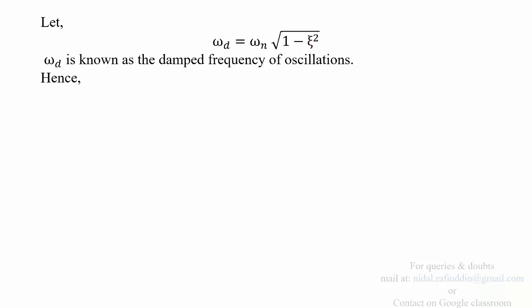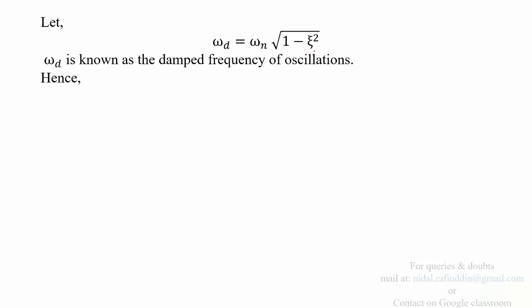So that will give rise to a different frequency which will be different from the natural frequency of oscillation, and is called the damped frequency of oscillation. Now if you suppose you substitute zeta equal to 0, in that case omega d gets equal to omega n.